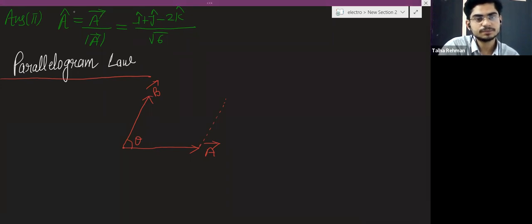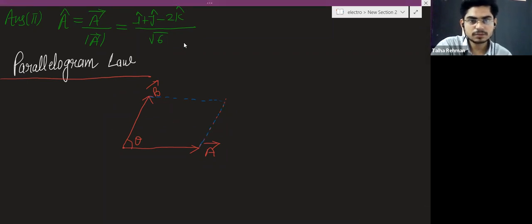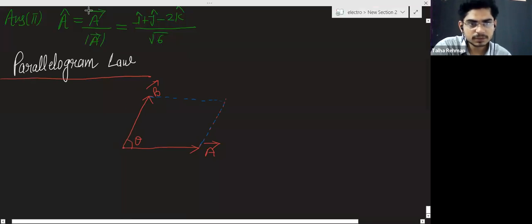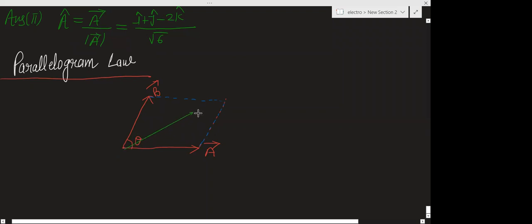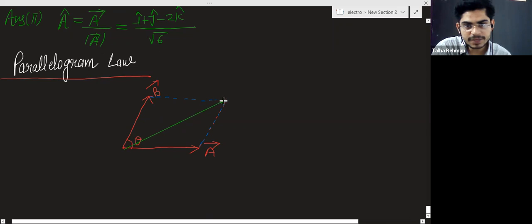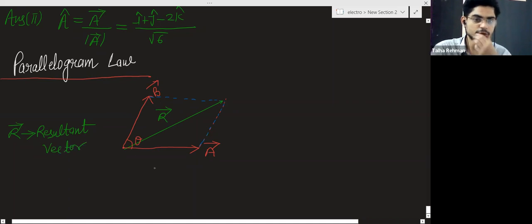We should change the color. Okay, and this thing has been done, and after that, when I draw the line, the diagonal of this parallelogram will be the resultant R. Okay. R represents the resultant vector. And these are vectors A and B of the parallelogram, and that's theta, the angle between them. Okay. Resultant vector. Okay, no problem.